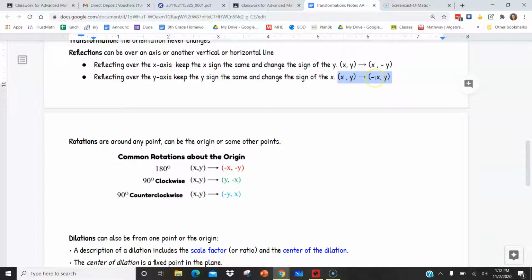Again, I would not expect you to memorize these things ever. I give you guys a cheat sheet because it's dumb to memorize them. But you have to understand the concept of what happens to my ordered pairs.